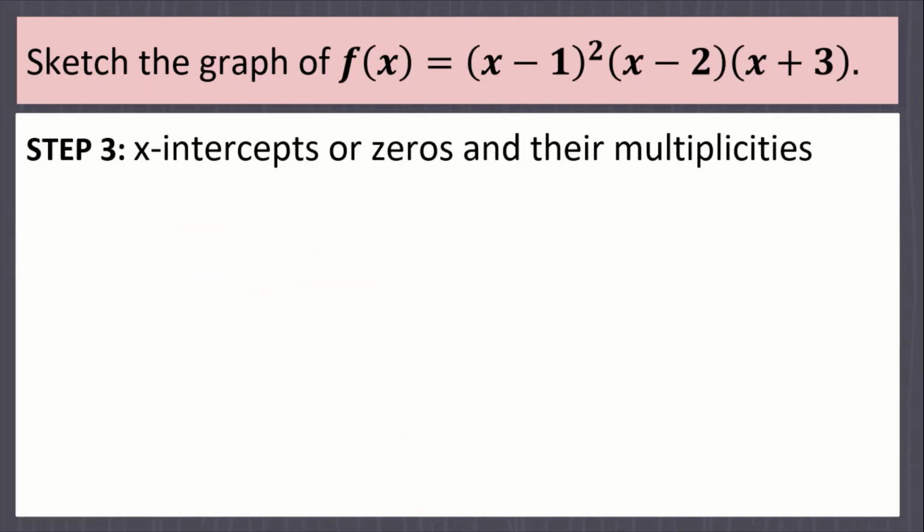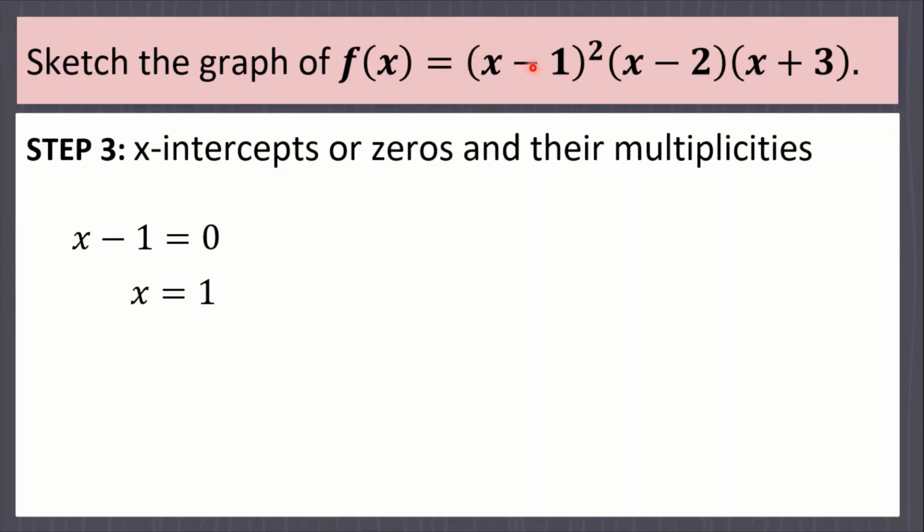Third step is identify the x-intercepts or zeros of the given function and their multiplicities. Now, since ang function natin ay naka-factored form na, mas madali na nating mahanap ang zeros ng given function or x-intercepts. To find the x-intercepts, we let f of x be equal to 0. So, in that case, we simply equate each factor to 0. So, ang gawin natin is, isa-isahin natin yung kada factor. So, puntahan natin yung first factor.